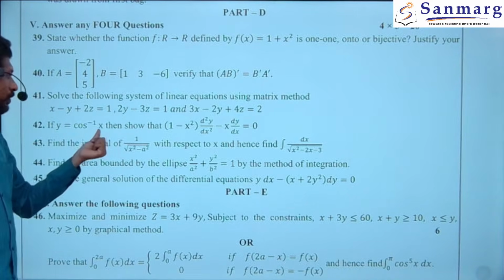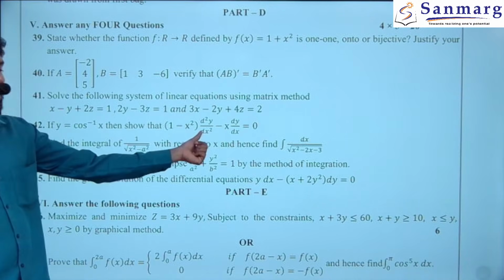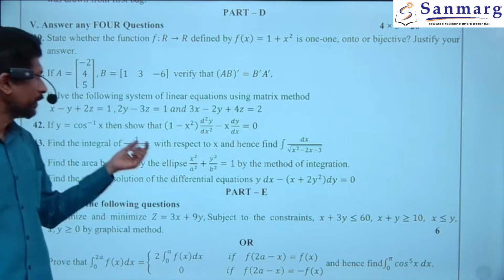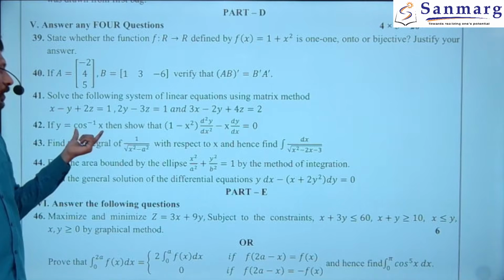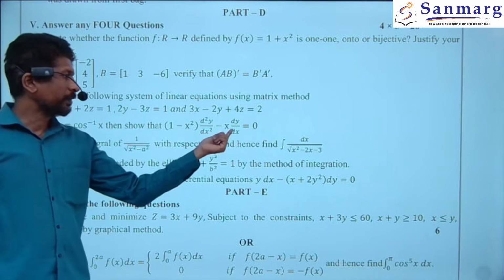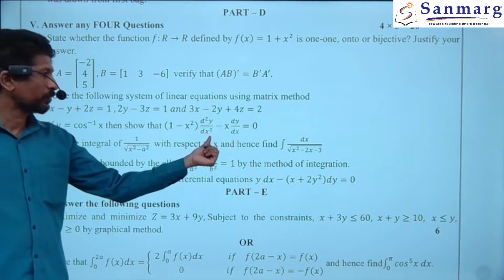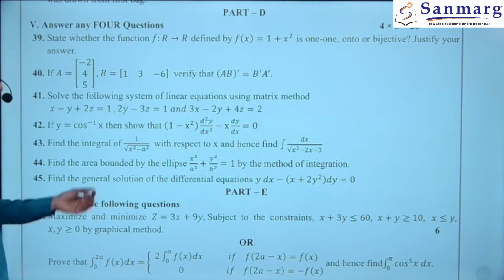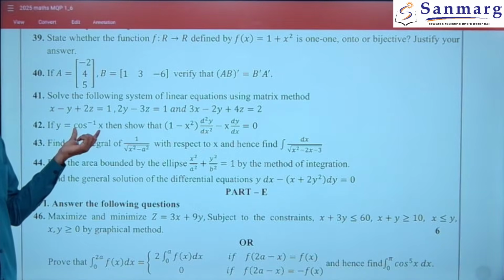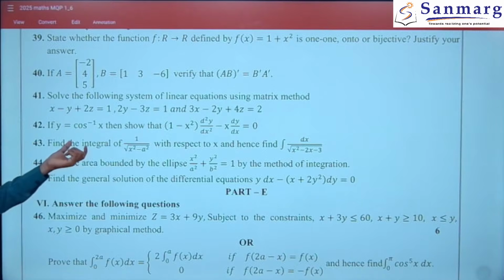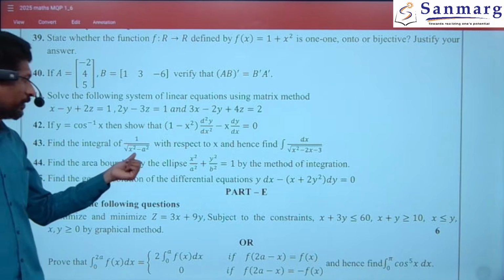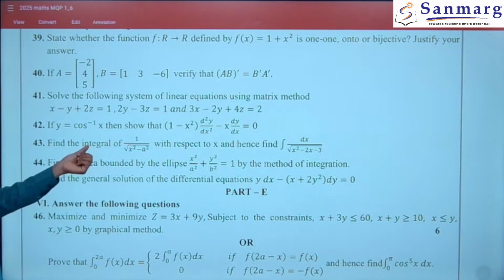And the 42nd question is on the second order derivative. They will give a y function, and show that the first order dy by dx and the second order d square y by dx square satisfy an equation equal to 0. So you have to find out both dy by dx and the second order derivative. The next, 43rd question is on the integration part.